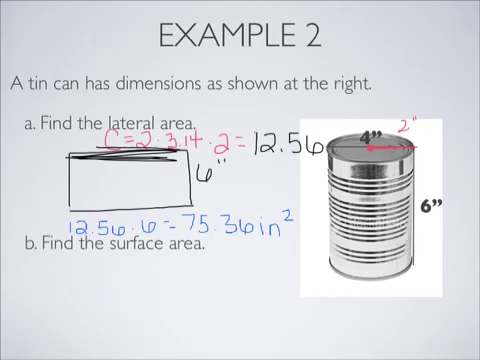Do I have to start from scratch to find surface area? No, because surface area would just be everything, including the top and the bottom. So if I already have the space around the outside, the only thing I need to add is what? The area of the circle on the top and the bottom. But they're the same, right?